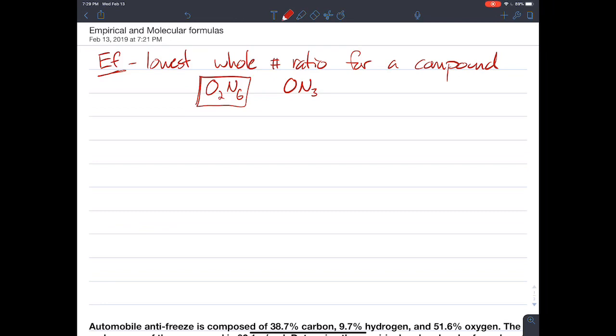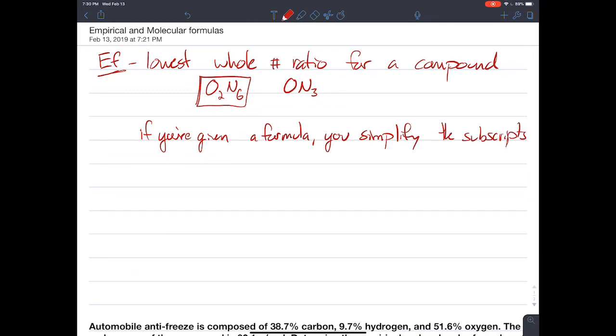So this is another thing to write down. If you're given a formula, you simplify the subscripts. That's what we just did, right? In this compound, which is such a weird looking one, it would be ON3. So you're simplifying the subscripts of the formula.